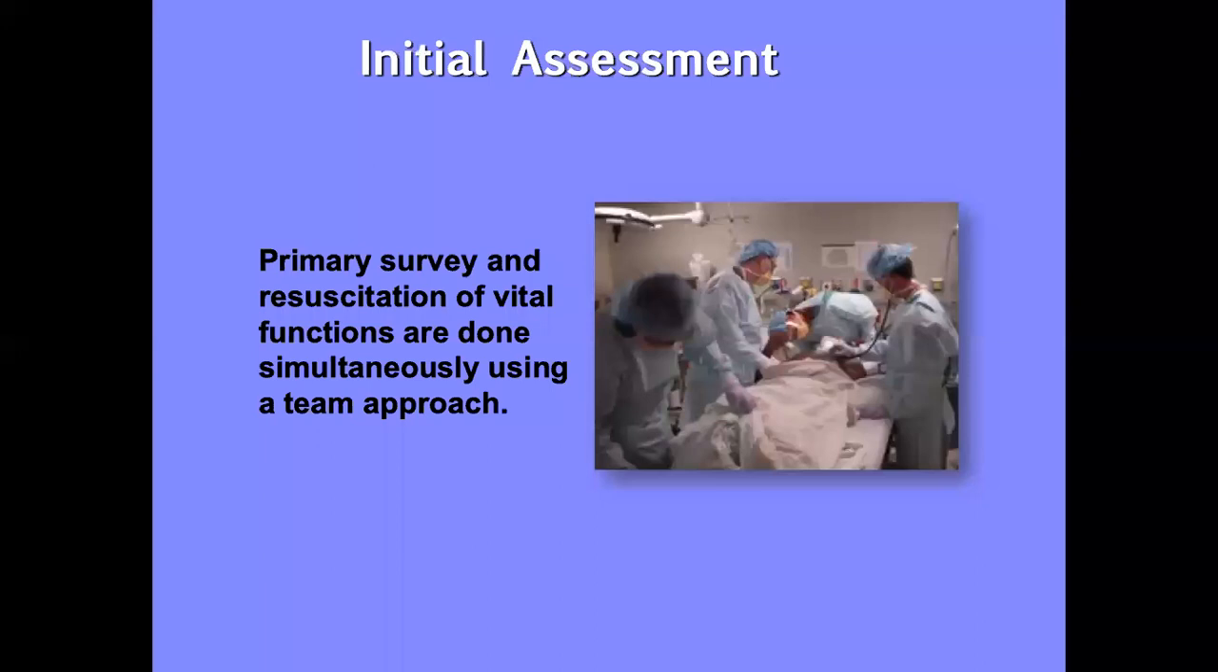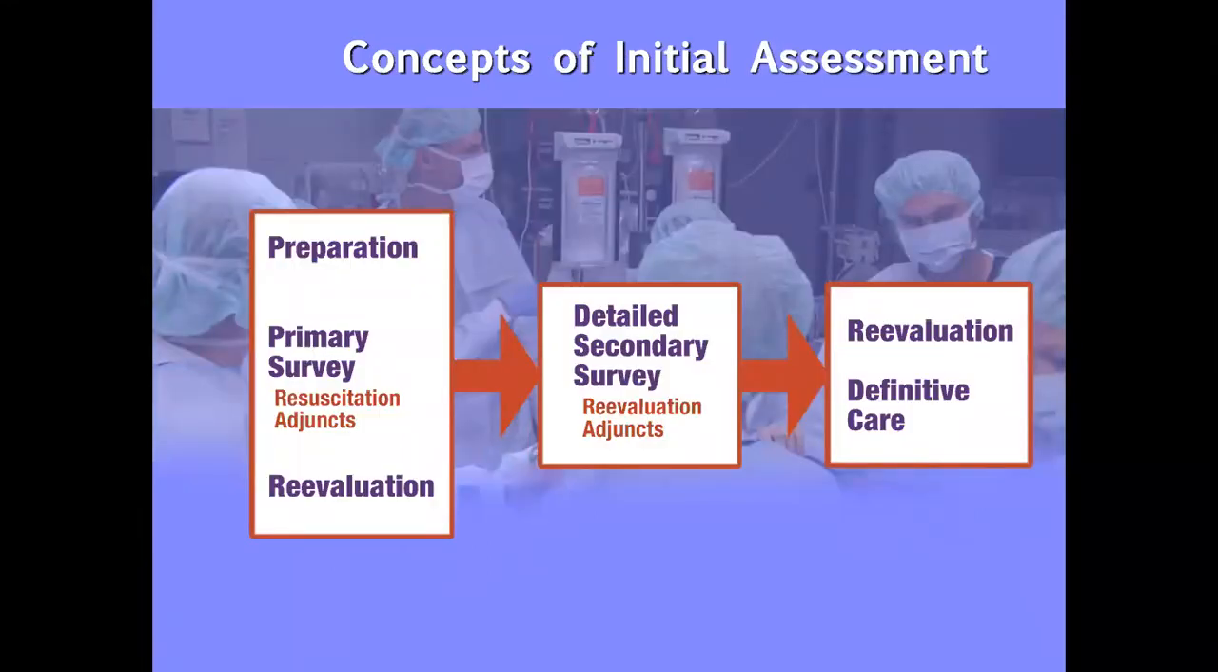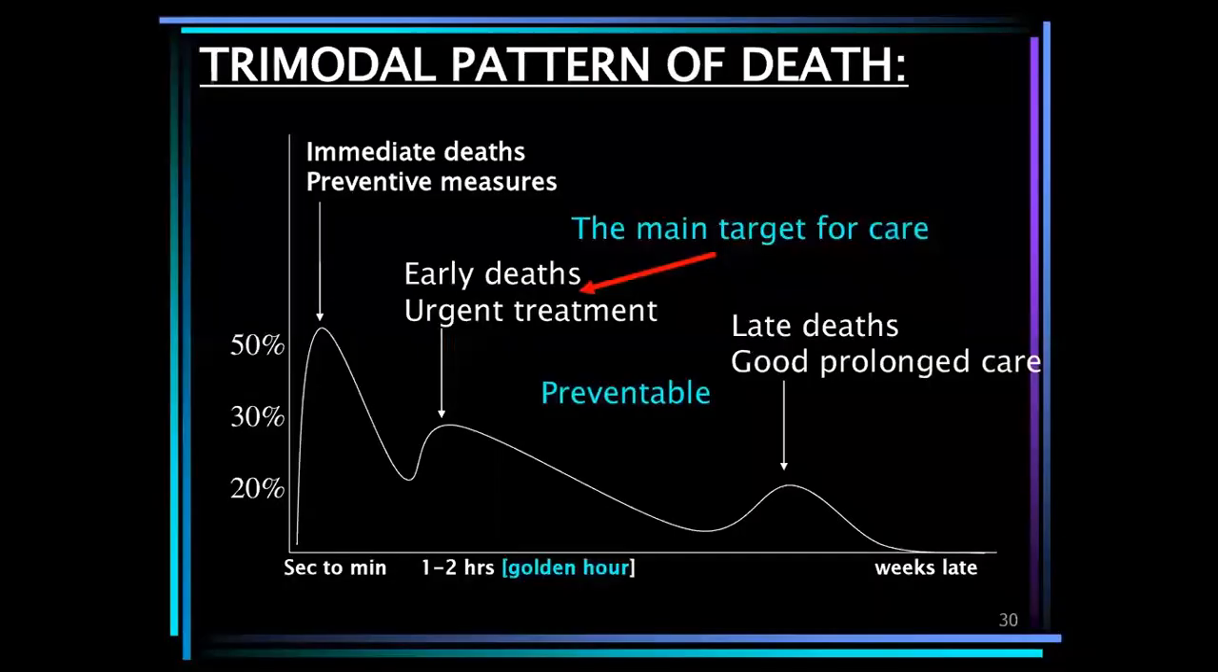Now, in this class, I will not be talking about this team approach, because that is something which will follow later. I would like to talk about how the initial assessment and resuscitation go simultaneously by an individual doctor. So the concept of this initial assessment starts with preparation, which we've already talked about, followed by a primary survey and resuscitation adjuncts. Then we have to re-evaluate before we go on to a detailed secondary survey, again re-evaluate, and then we have to plan for definitive care or transfer the patient to other centers.